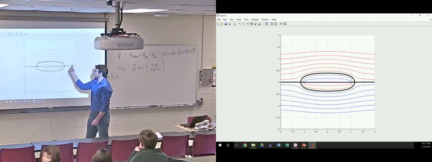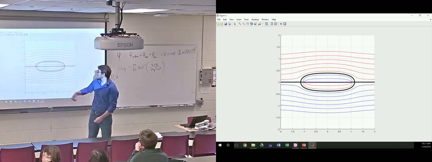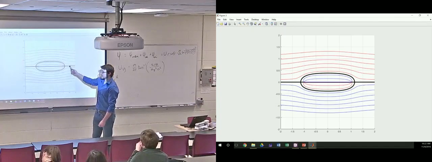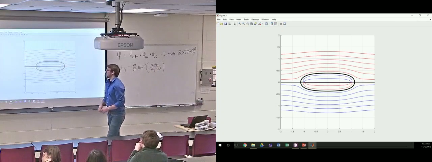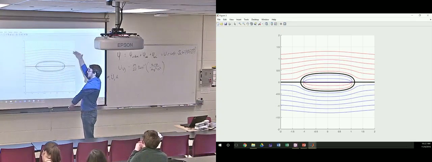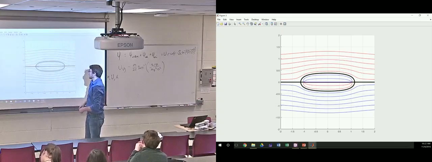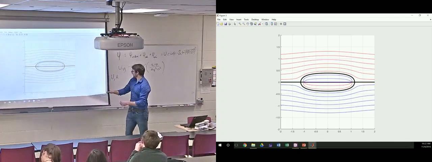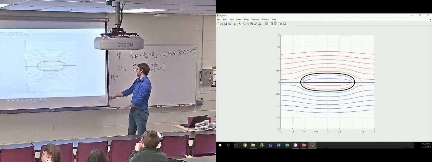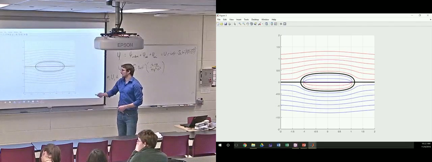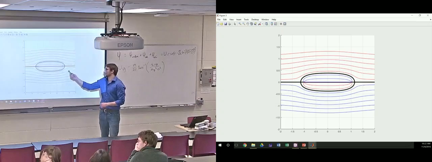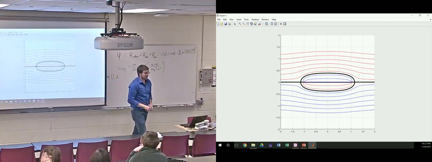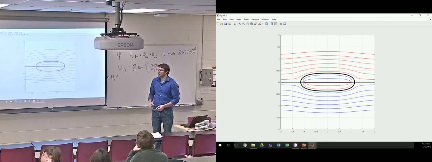But again, this is a much more useful flow than the Rankine half body, because now we have flow around the tail end of this thing, okay? So this could be thought of as, and you can stretch this out, you can make it wider, you can do whatever you want with it using the h, a, m, u, l parameters of the flow. We could use this to, for example, simulate the flow around the body of a submarine, okay?